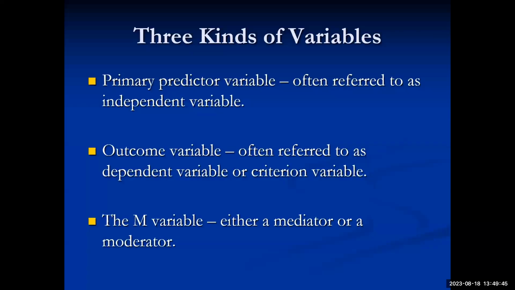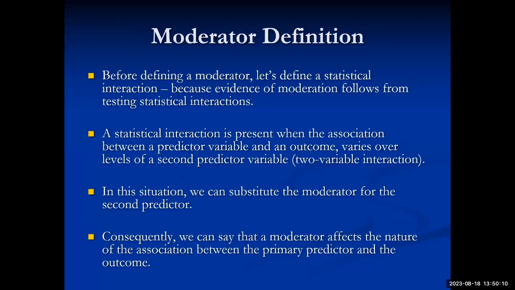So first off, let's think about three kinds of variables. I've got them labeled on this slide as the primary predictor variable, which is often referred to as the independent variable, the outcome variable, which is often referred to as the dependent variable or criterion variable. And then finally, we've got the M variable, either a mediator or a moderator, depending on the context.